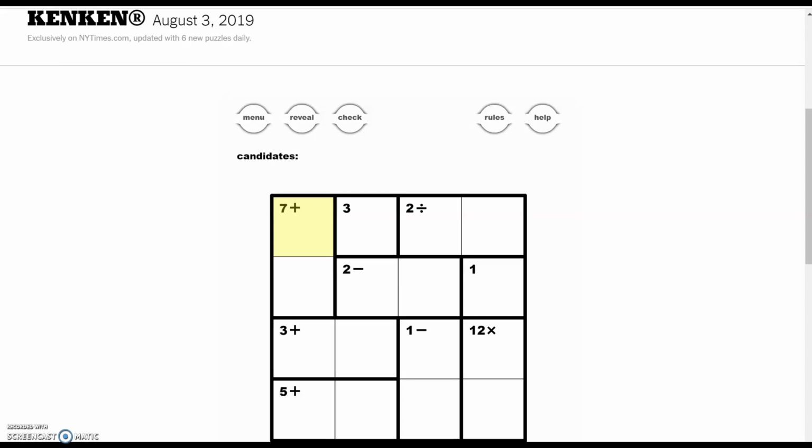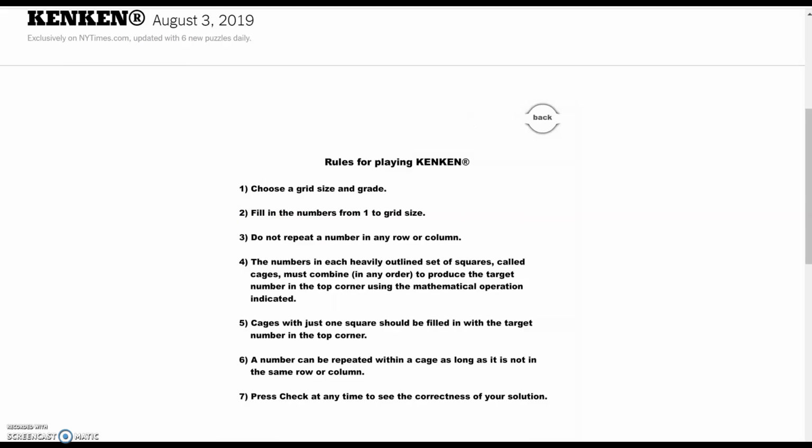In this first lecture video, I'd like to show you a game called Ken. It is a math puzzle type game that uses arithmetic. It is the richest in ideas of any math game I've ever played, and I've played a lot of them. So I'll let you take a look at the rules.